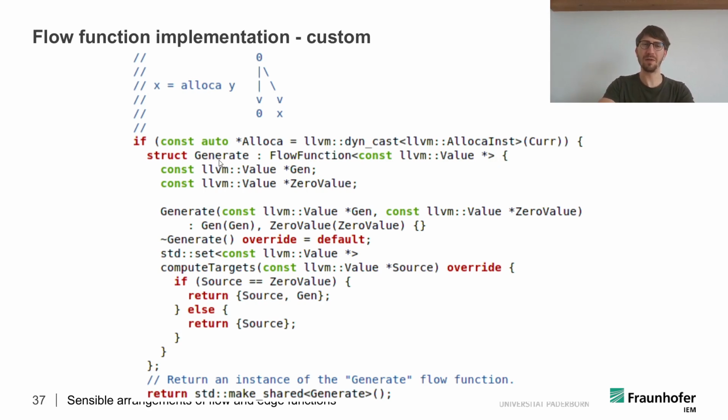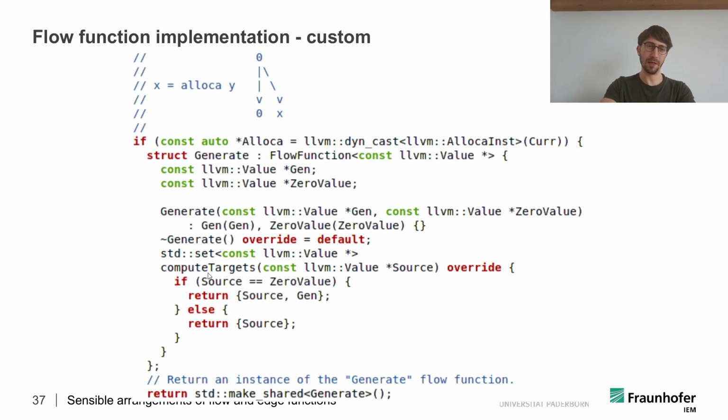So, what do we have here in this structure? We are getting passed some parameters here, both the value we have to generate and the zero value. And then we have a constructor definition, destructor definition. Not so interesting here, but what is interesting is the compute targets function. And the compute targets function will, as the name says, compute the targets. So basically it will return the set of the facts that will hold after the statement with the incoming fact that is passed here in the source parameter.